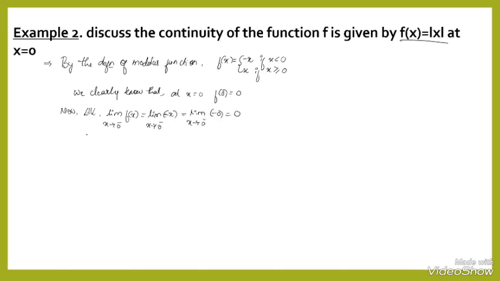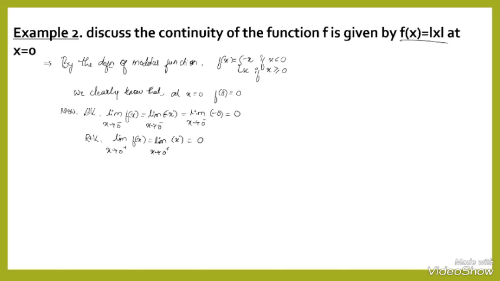Similarly for the right hand limit, x tends to 0 plus of f of x. What is the f of x? It is x. That is equal to 0. The value of f of x, the left hand limit and the right hand limit all coincide at x is equal to 0.